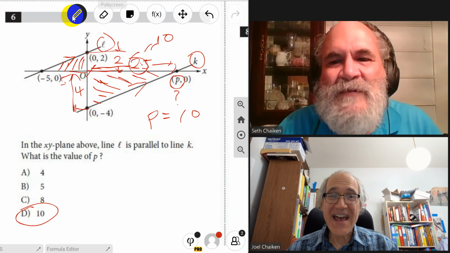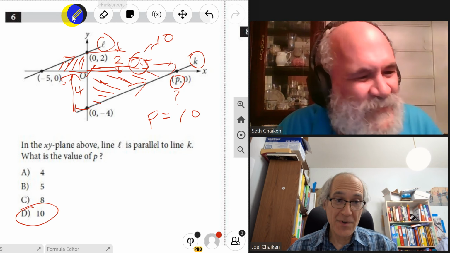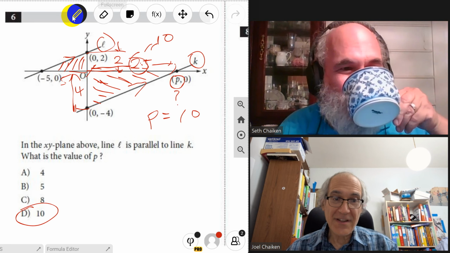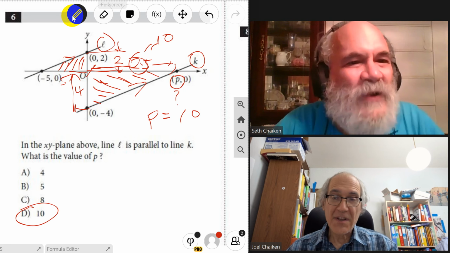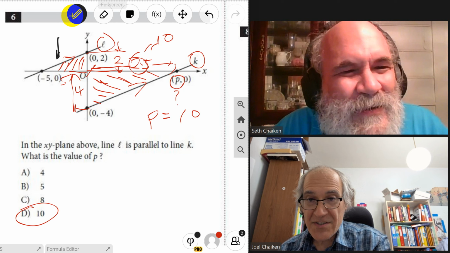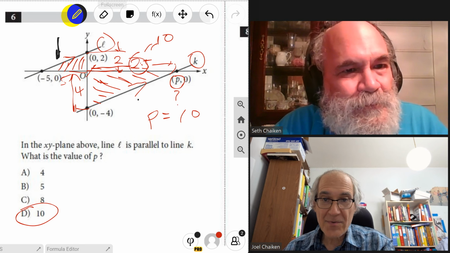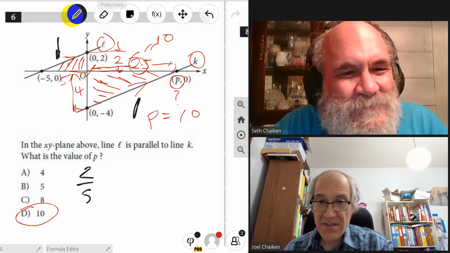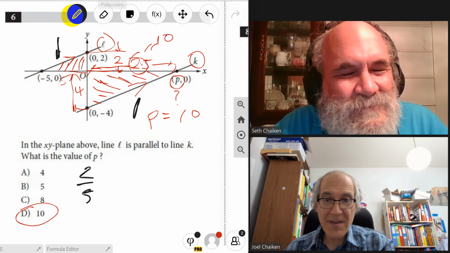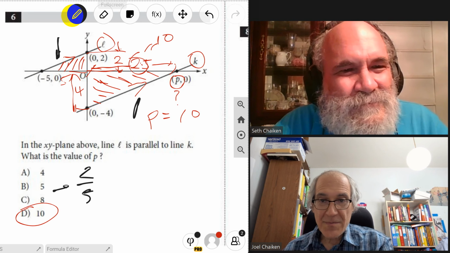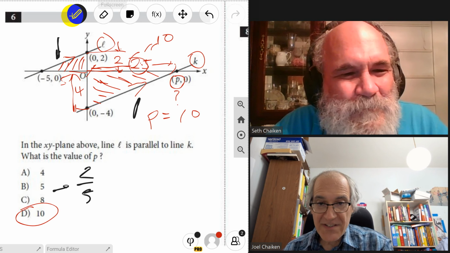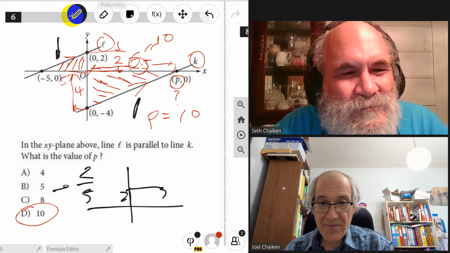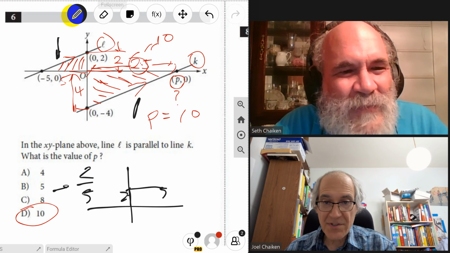Okay, so let's get to how it's done using equal slope. As Seth said, if you see parallel lines, you immediately say the slopes are equal. So it's helpful to figure out what the slope of that line is, and that'll help you get P. The slope of this line is a positive 2/5 because it's rise over run. They make it easy, right? What does the slope mean? Slope means that you go up 2 over 5, right?